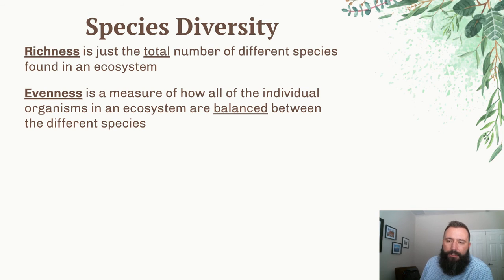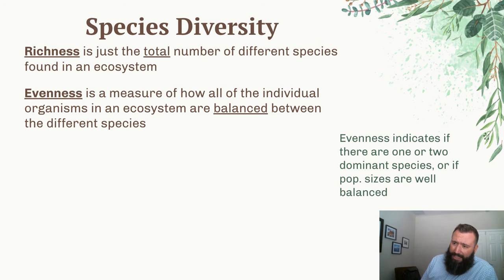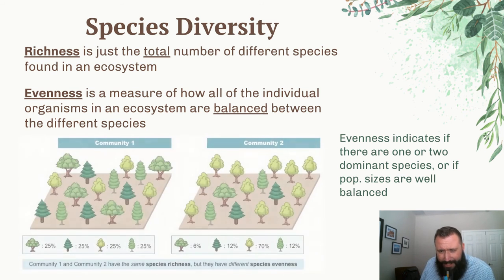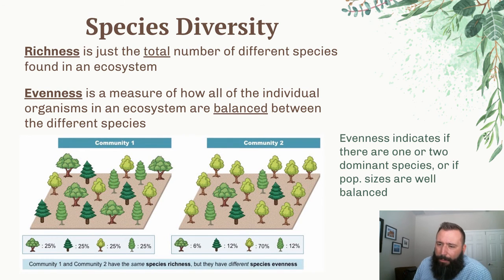of how all of the individual organisms in an ecosystem are balanced between the different species. And there's a good key word for us right there, balanced, right? Evenness indicates whether there are one or two dominant species, or it's going to tell us whether or not a population size is well balanced. What does this mean? Let's take a look at a picture here.